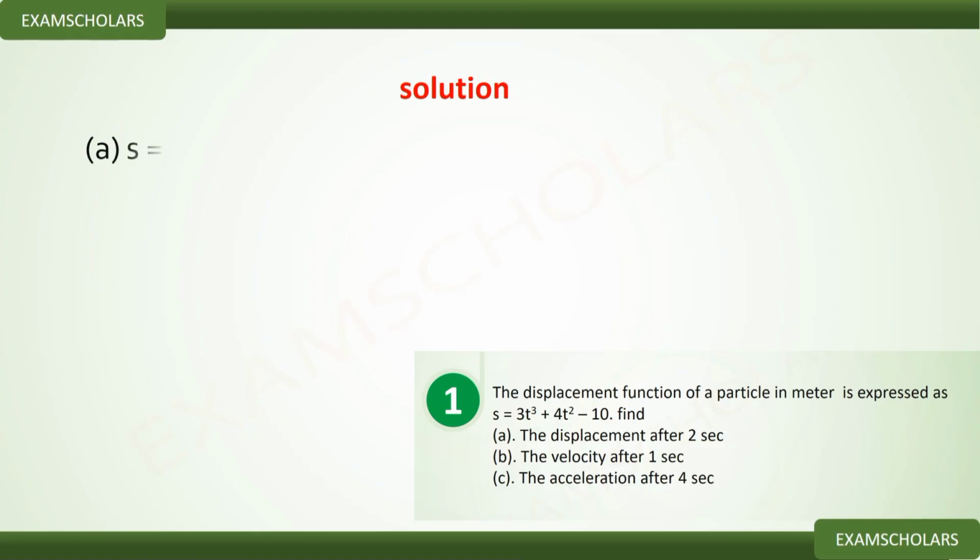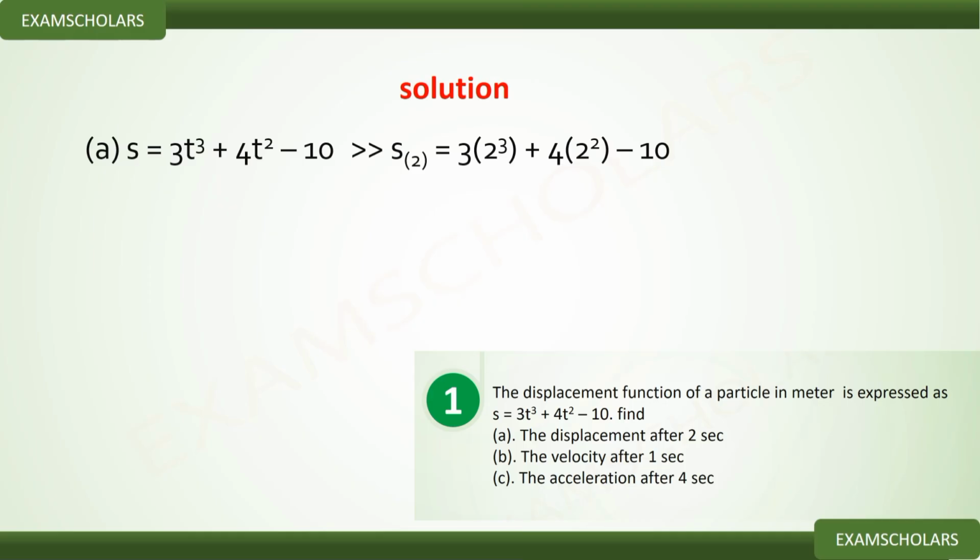So we are given the displacement function, which is s equals 3t cubed plus 4t squared minus 10. Now we are asked to find the displacement after 2 seconds. Just go ahead and put 2 inside this expression, so where you see t, you have 2. The displacement after 2 seconds will give you 3(2 raised to power 3) plus 4(2 raised to power 2) minus 10. What is 2 raised to power 3? 2 times 2 times 2, that is 8. Now 8 times 3, you get 24.